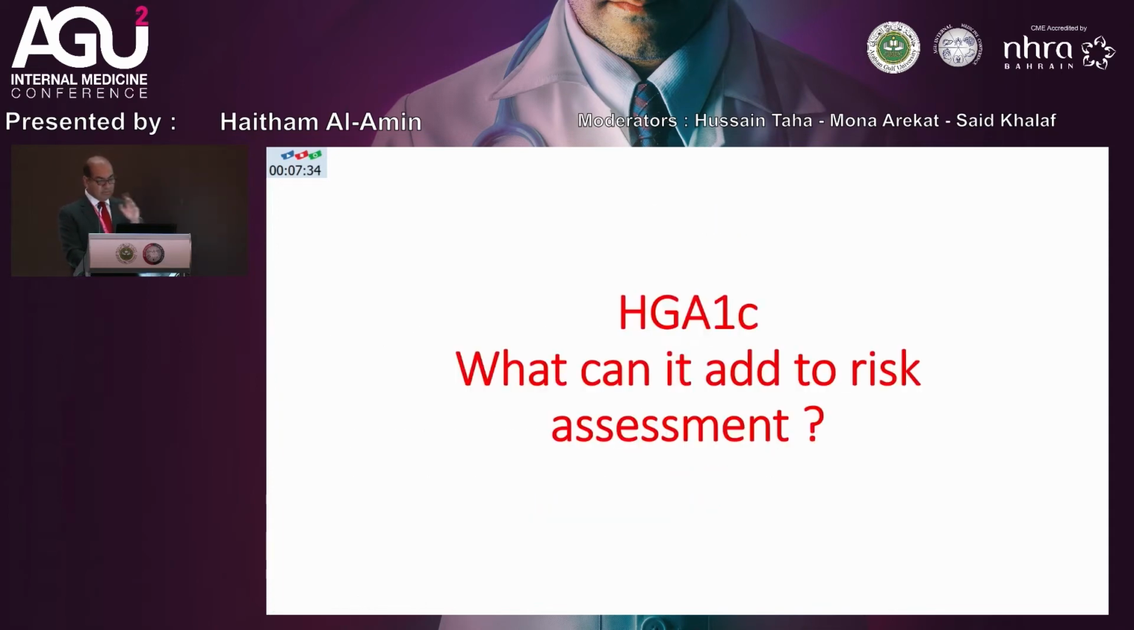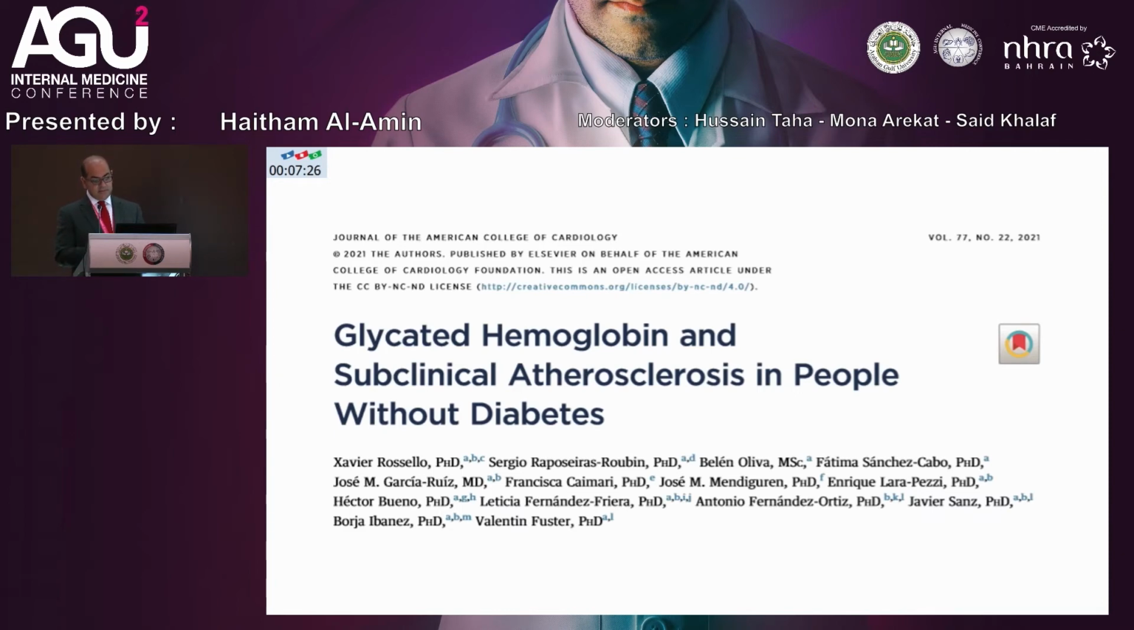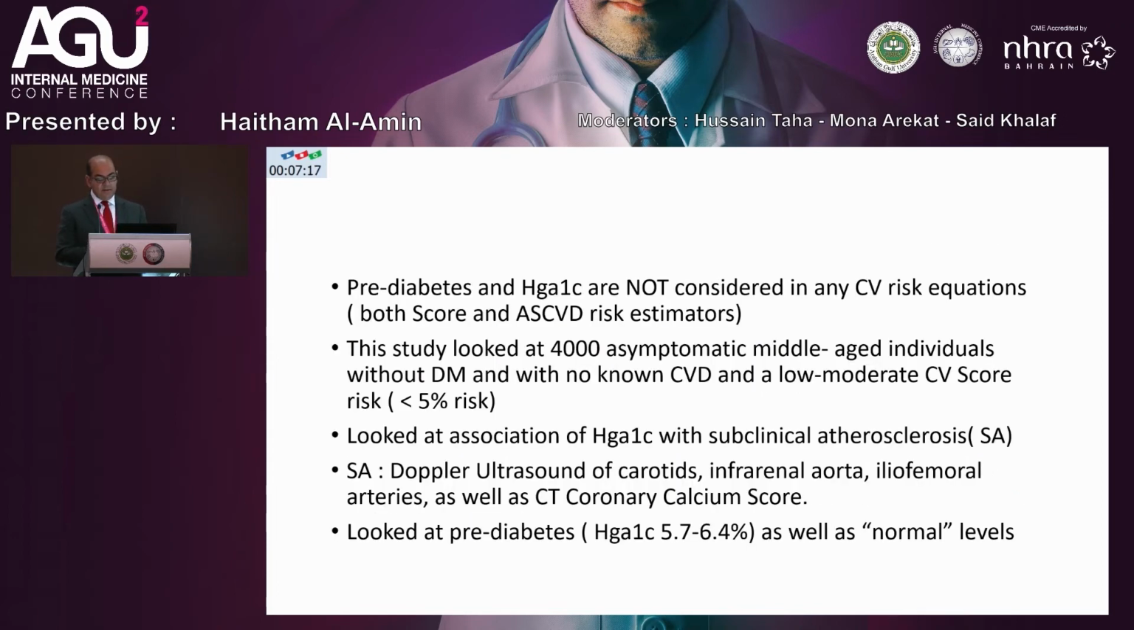But before I do that, I just want to quickly talk about hemoglobin A1C. What can it add to risk assessment? Now, this is a very interesting paper that looked at hemoglobin A1C and subclinical atherosclerosis in people without diabetes. We know that prediabetes and hemoglobin A1C are not considered in any cardiovascular risk equation. This study looked at 4,000 asymptomatic middle-aged individuals without diabetes, without known cardiovascular disease, and who are at low risk. And this study looked at the association between hemoglobin A1C and subclinical atherosclerosis.